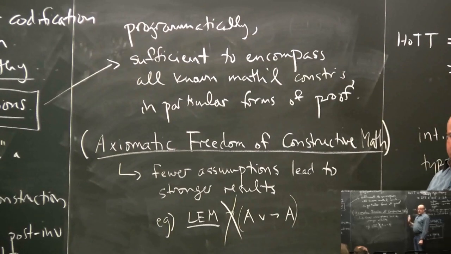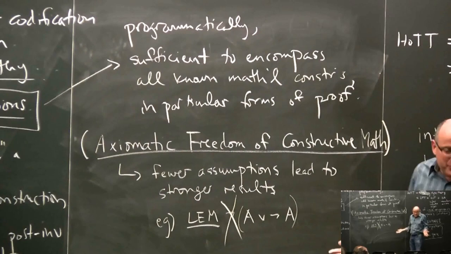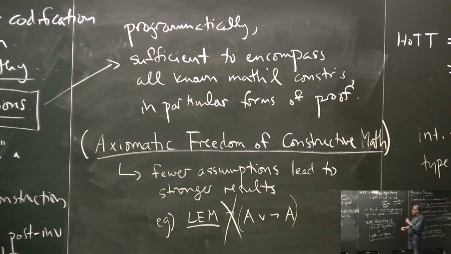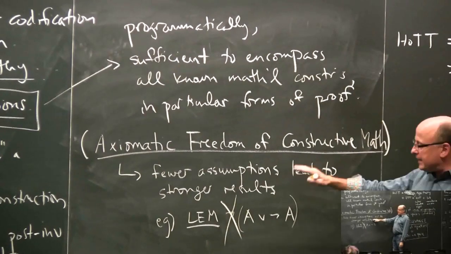At the very least, regardless of your foundational commitments and what you may believe, you have to agree with me. If you can prove a theorem with fewer assumptions, you've proved a stronger theorem. It's better. That's not really arguable. That's just a better way to go. So Brouwer was insisting that if you work with fewer assumptions, then you're going to get stronger results.